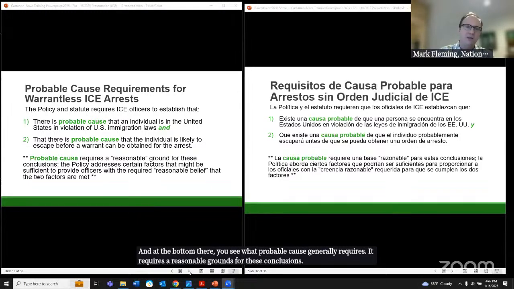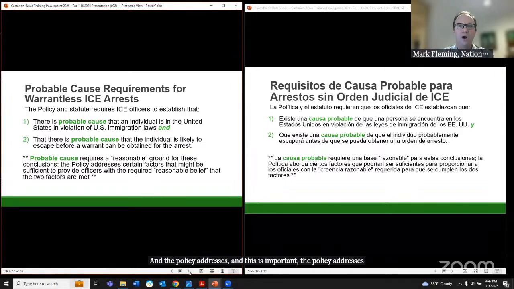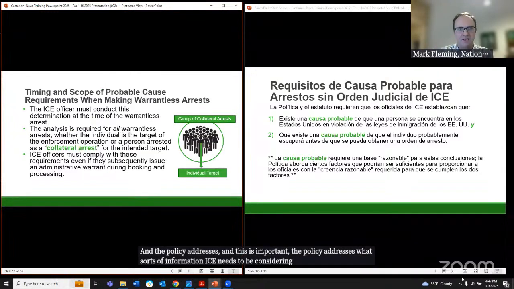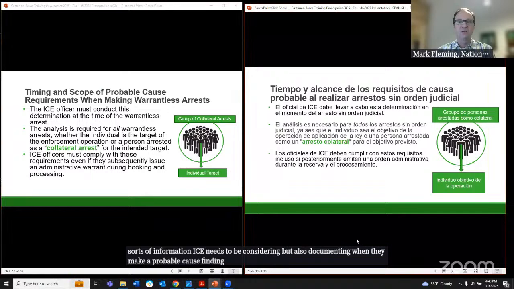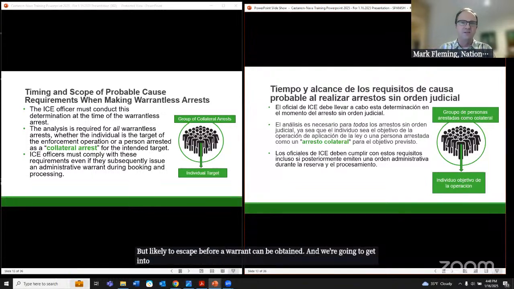And the policy addresses, and this is important, what sorts of information ICE needs to be considering, but also documenting when they make a probable cause finding, not only that the person is removable, but likely to escape before a warrant can be obtained. And we're going to get into what does that mean, likely to escape before a warrant can be obtained.